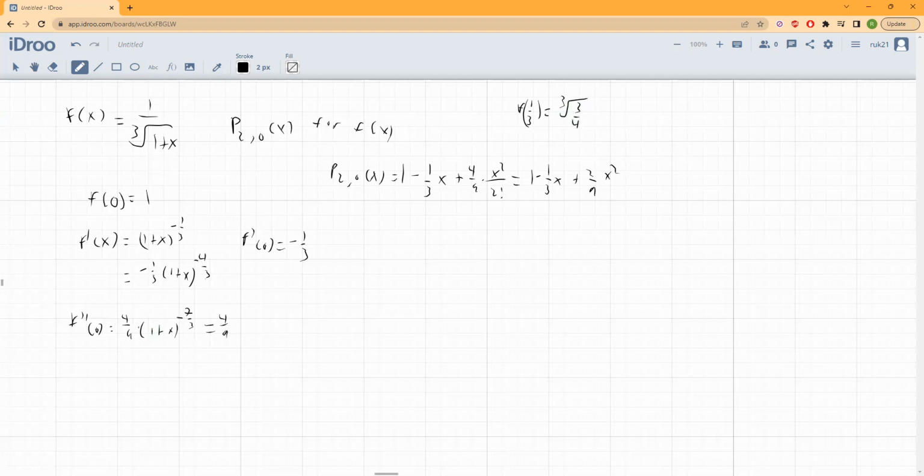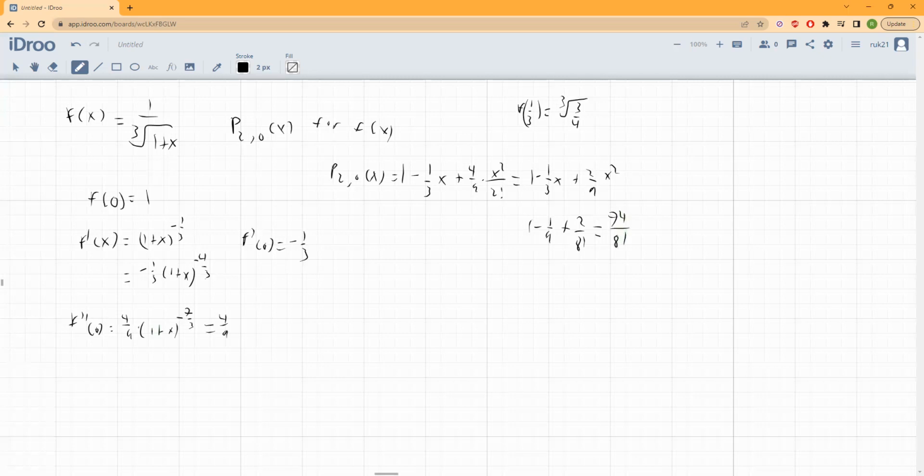And then what we can do is plug 1/3 into our polynomial and see what we get. So the approximation is going to be 1 minus 1/3 times 1/3, which is 1/9, plus 1/3 squared, which is 1/9, times 2/9, which is 2/81. And so then the approximation is 74/81. So that's our approximation.